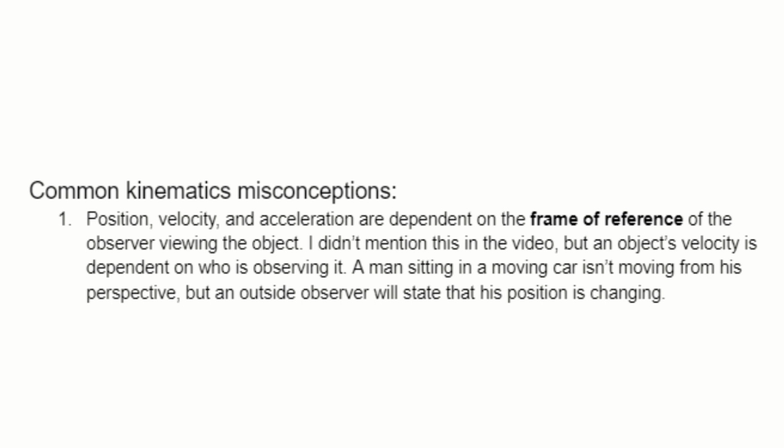So position, velocity, and acceleration are all dependent on the frame of reference of an observer viewing an object. So let's say a man is sitting in a moving car. In the man's perspective, he isn't moving, he's sitting in the car. In that system of the man in the car, he has a velocity of 0, an acceleration of 0. He's just staying there, his position is not changing. But to an outside observer, the car might be turning a corner, or speeding up, or slowing down, or otherwise moving in some way. So to them, the man's velocity is non-zero. His position is changing, his acceleration might be changing, it might be non-zero.